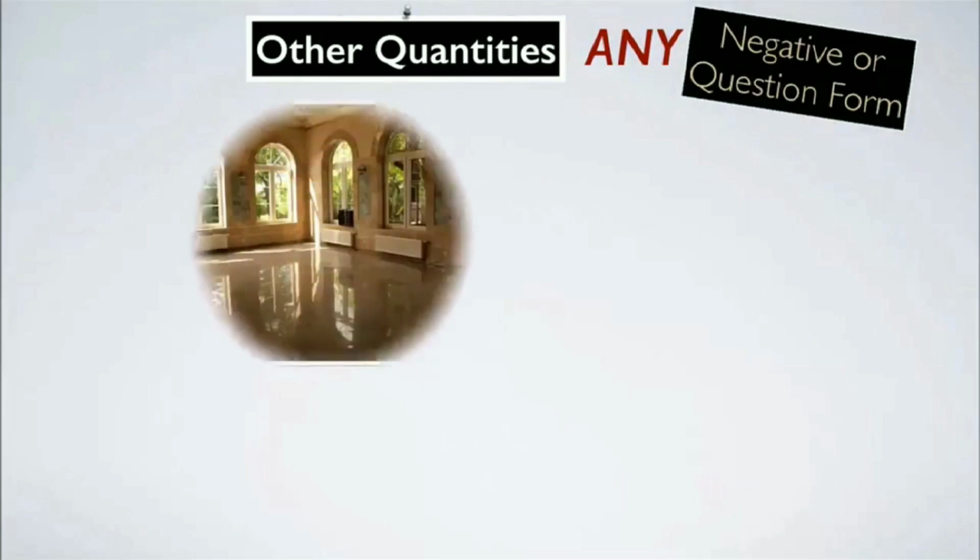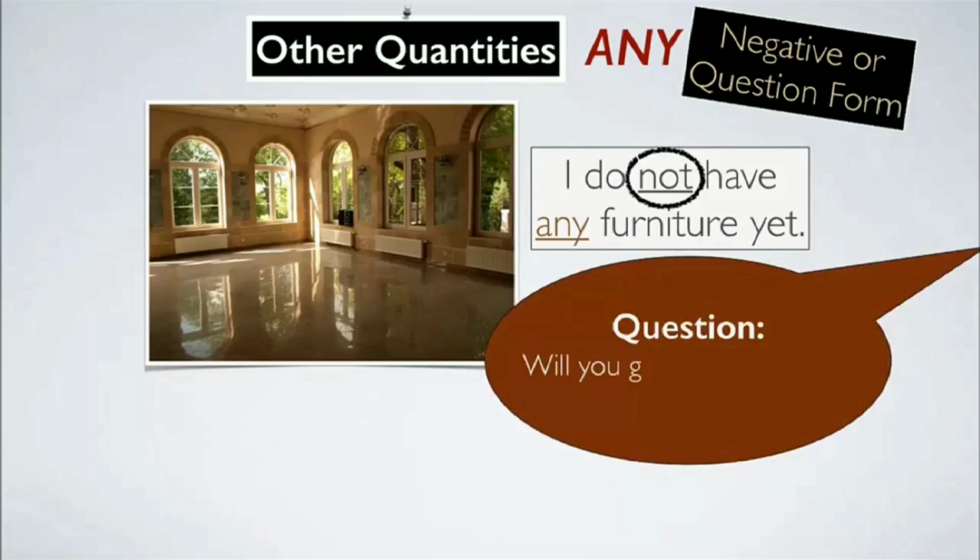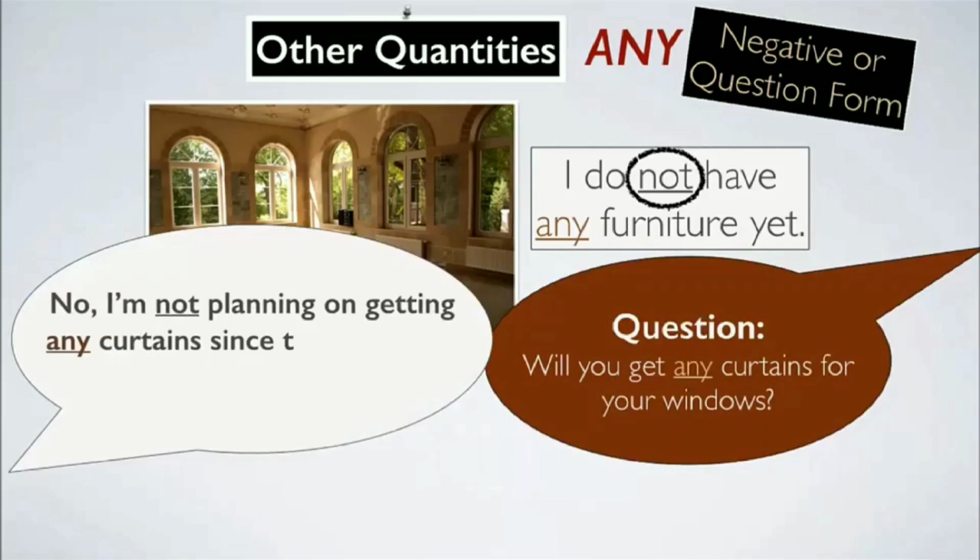Any is another very common quantifier, but it's a little more difficult to use. Remember to use it in negative statements or question form. Let's look at an example. I do not have any furniture yet. Notice that the not makes this statement negative. Let's take a look at a question. Will you get any curtains for your windows? I might answer, no, I'm not planning on getting any curtains since the trees give enough privacy.